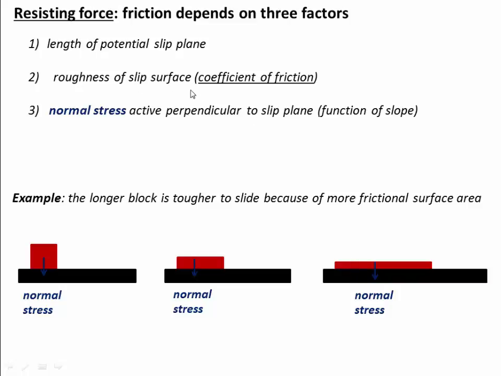Likewise, the roughness of the surface. If the interface between the block and the surface is rough, that's going to have a higher coefficient of friction and is going to be a higher resisting force.